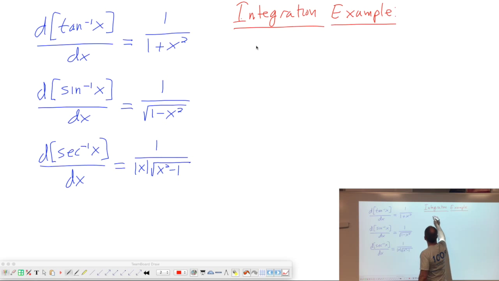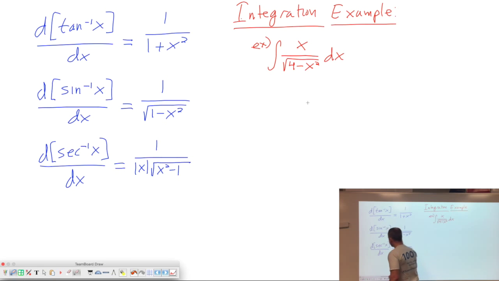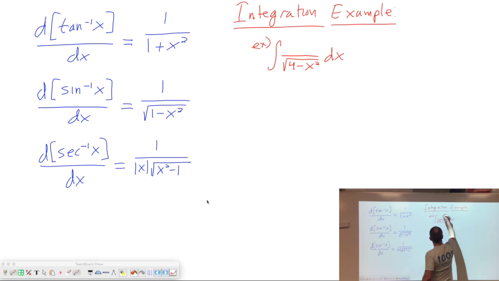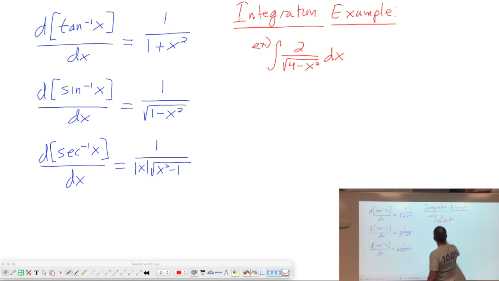Okay, sometimes math is very picky. For example, if I said find the derivative, or the antiderivative rather, of x over the square root, nope, not the example I wanted, my apologies. That's something that's going to come up a little later. Let's say 2 over the square root of 4 minus x squared.